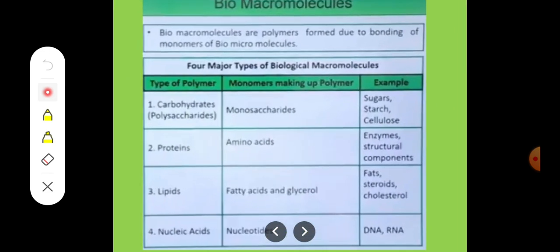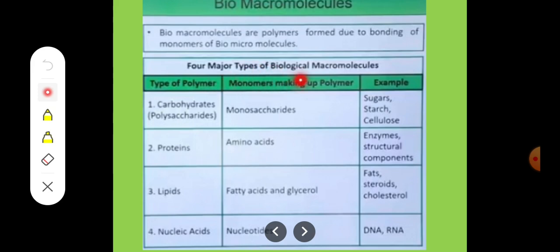First of all, introduction of biomolecules. Biomolecules are macromolecules that are also called biomacromolecules. Biomacromolecules are polymers formed due to bonding of monomers of micromolecules.